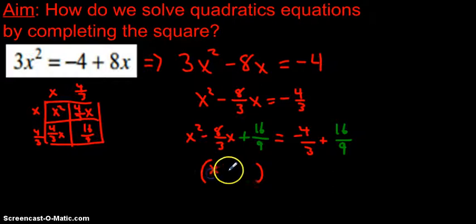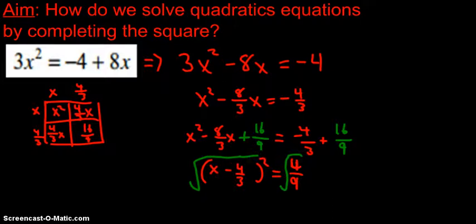Okay, so these become x minus 4 thirds squared, which is now equal to negative 4. This is really the same thing as negative 12 ninths. So if we add 16 of them, that's 4 ninths. Now we take the square root of both sides. Doesn't matter how complex the fractions are, they all work out the same way. Even works with decimals. We get x minus 4 thirds is equal to plus and minus the square root of 4 ninths, which is 2 thirds.